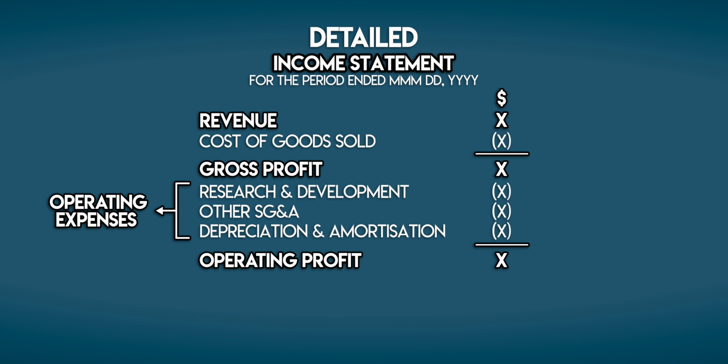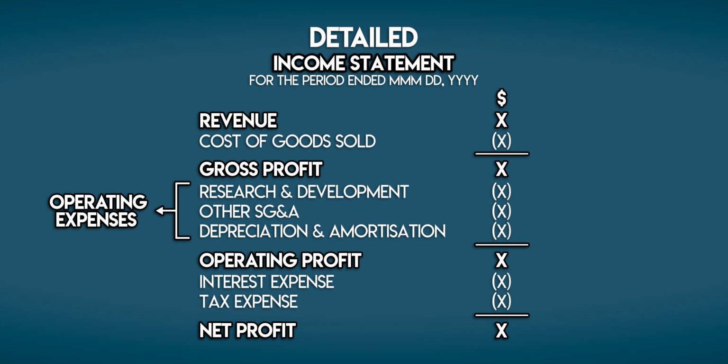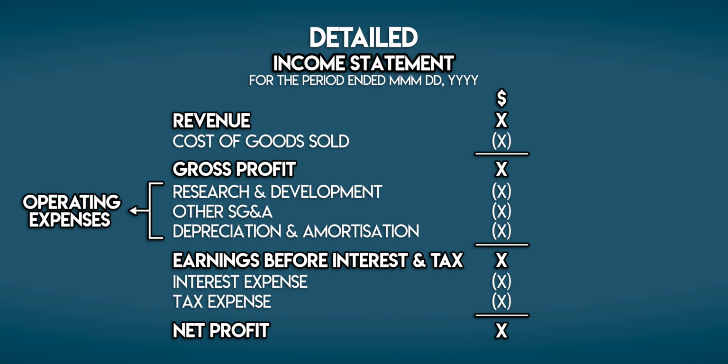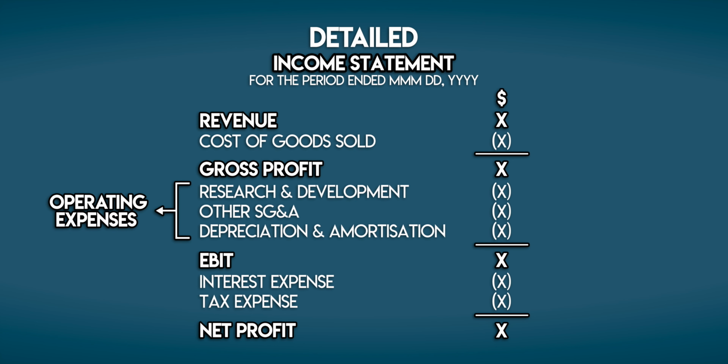This is where operating profit comes in. It's the financial gain left in the business after deducting all the direct cost of sales and operating expenses. Below that, we also remove interest and tax, which is why operating profit is sometimes called earnings before interest and tax, or EBIT for short. But we'll go with operating profit.